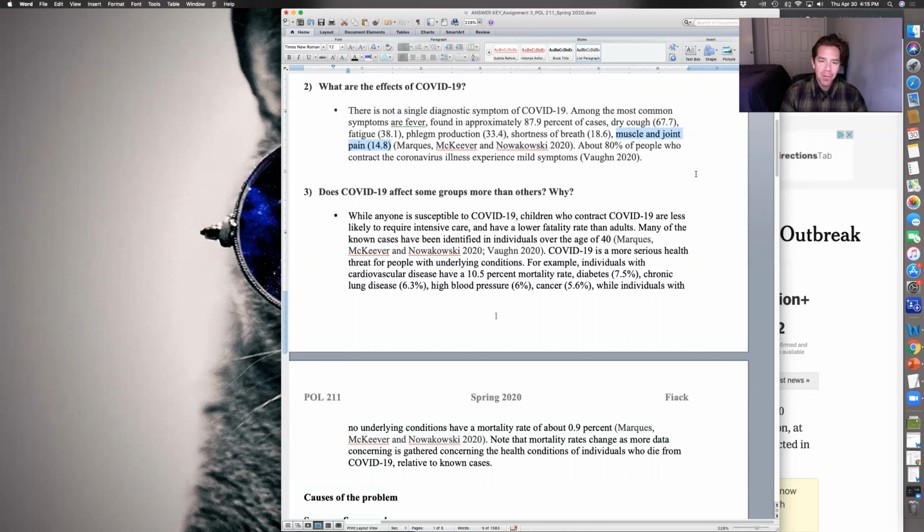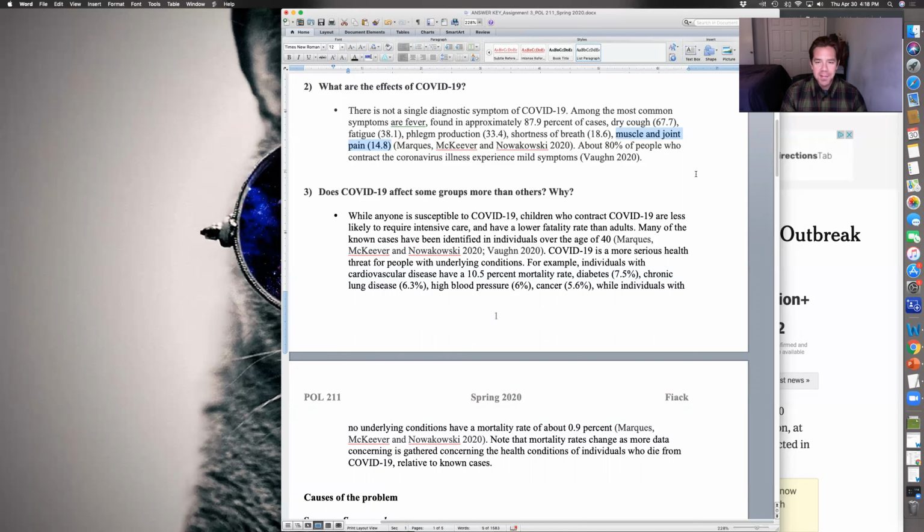So anybody can get it, and anybody can get seriously ill and have serious health complications as a result, right? But statistically, what we're finding is that children in general are less likely to require intensive care. It doesn't mean that if a child gets it, they won't require intensive care, but statistically speaking, they have a lower likelihood, and generally have lower fatality rates than adults, right? So again, anybody can get it. It's just that children who get it, percentage-wise, tend to have less likelihood of having to visit intensive care or experiencing a fatal illness as a result of COVID-19.